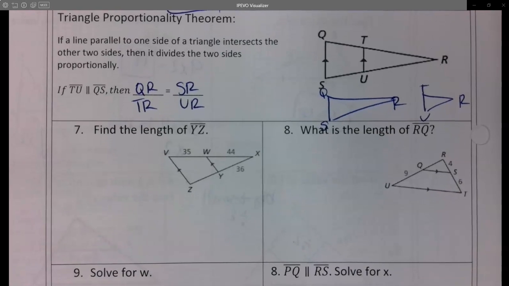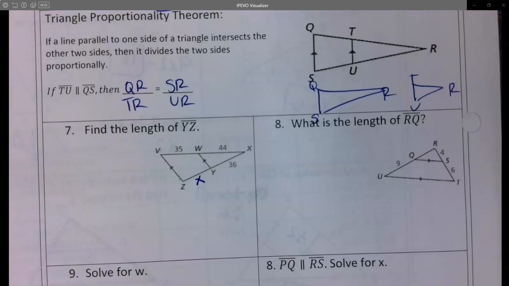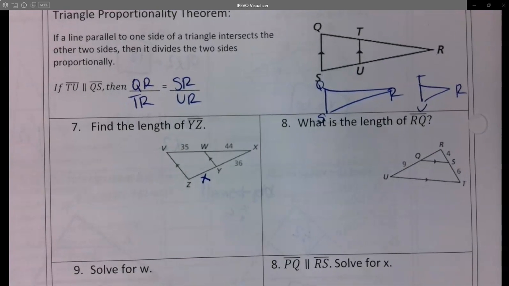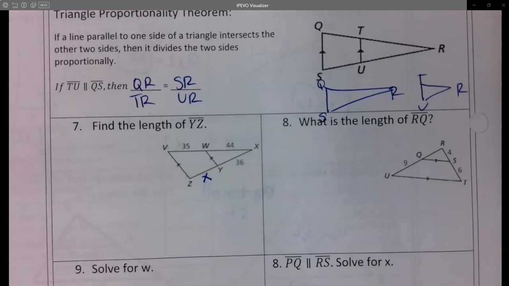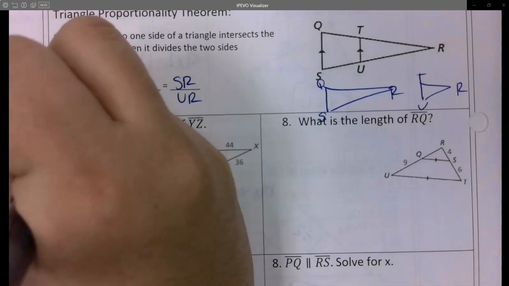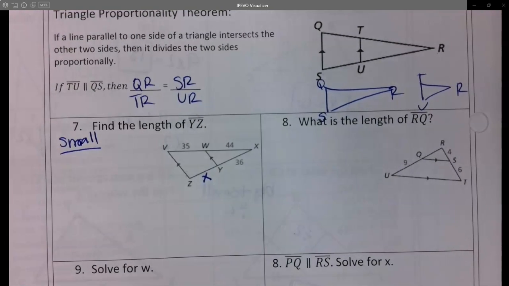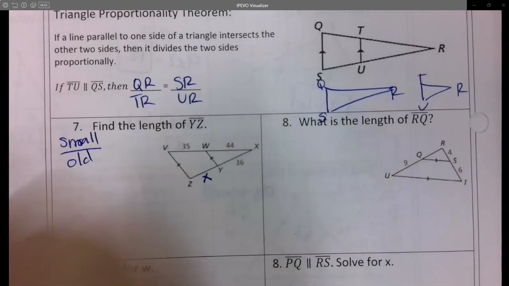Number 7 wants me to find the length of YZ. So what I can do is draw out the triangles, or I could do the small triangle over the old piece. Did I say new? I meant old.